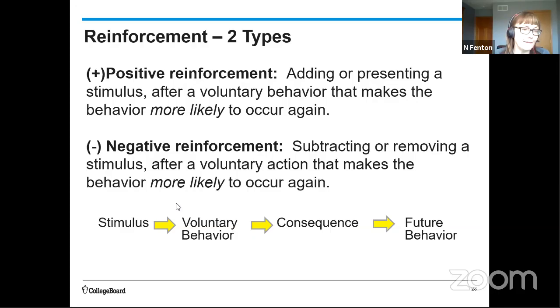So if you take something like a stimulus, your teacher asks a question and a student raises their hand, the teacher calls on them, they give a comment or a contribution to the class, and let's say as a consequence, the teacher gives them a $10 bill. So in the future, the teacher asks a question, the stimulus comes back again. Is that student going to raise their hand again? Yes.